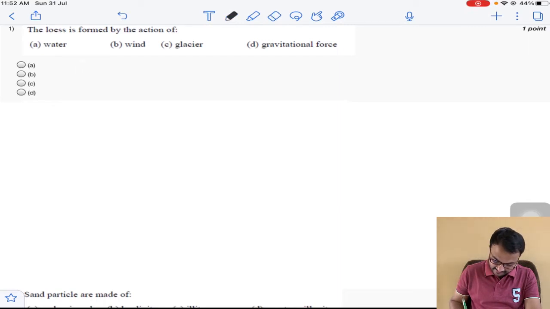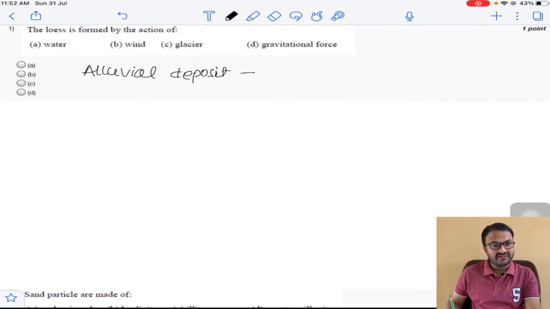First one is alluvial soil or alluvial deposit. This alluvial deposit is transported by water. There are three different types of water: water from the river, water from the lakes, water from the oceans. Coming to alluvial soil or alluvial deposit, it is transported by running water. Where is the running water available? Generally in river water. So the transporting agency here is river water.